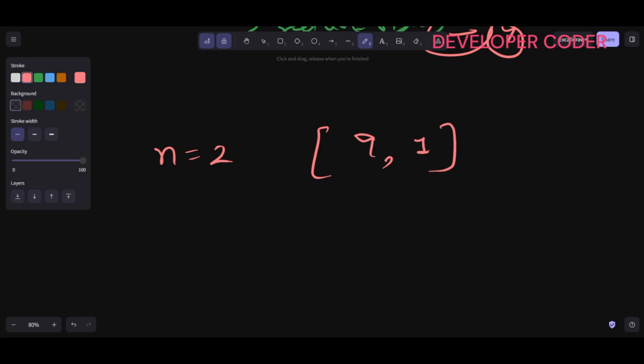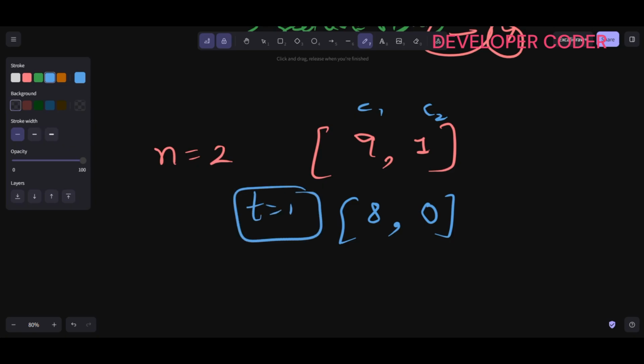Okay, now in this case, what are you going to do? Let's see that. First, tell me how many answers are possible right here. For this one, what is going to be the answer? c1 and c2, right? So it is going to become 8, and it is going to become 0. That's it. So I think t equal to 1 is the answer for this one. I don't see any other answer for this one.